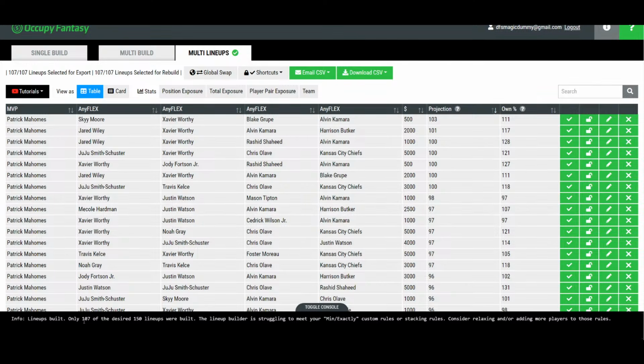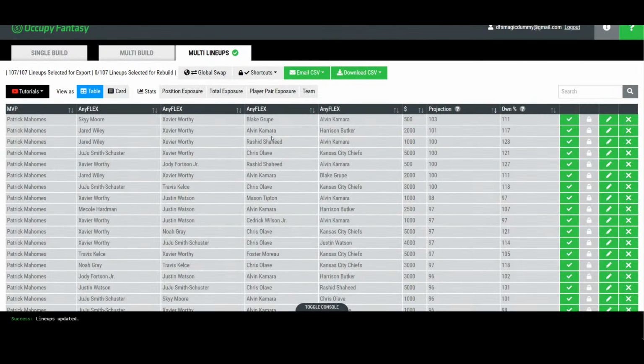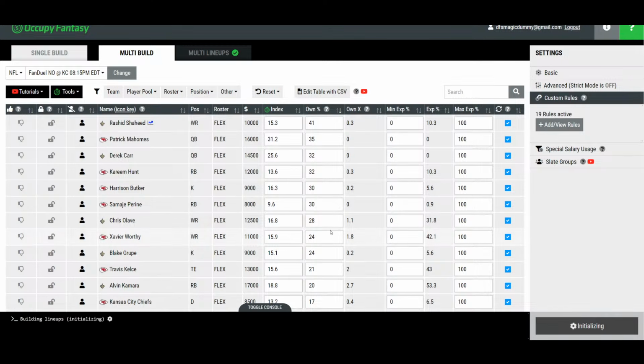All right, now this is saying only 107 lineups of the 150 are built because we limited our exposures to those cheaper guys. Remember, we need cheaper guys for Mahomes. We already put some salary rules in place. The lineup builder is saying it's going to be tough to get to 150 with those restrictions. Let's make sure the lineup builder is not tripping. Let's lock these lineups. This will keep these 107. Let's see if we run it again if that changes.